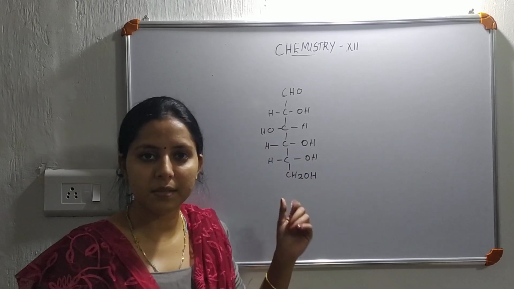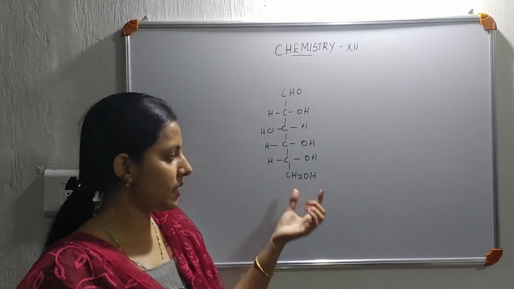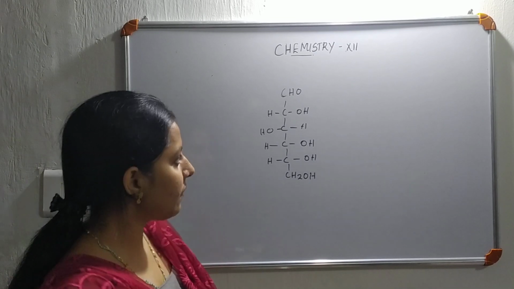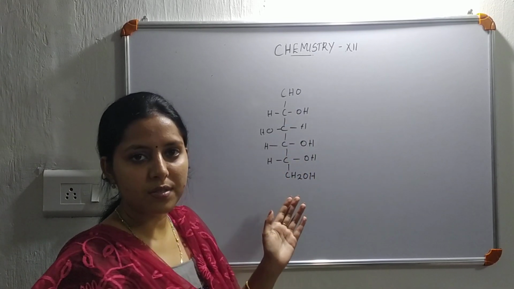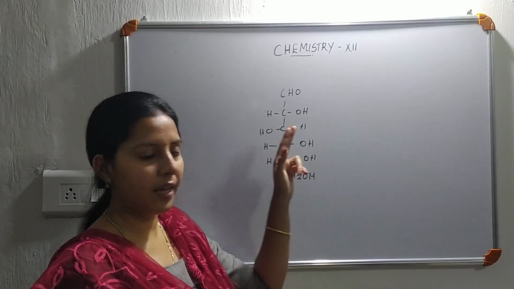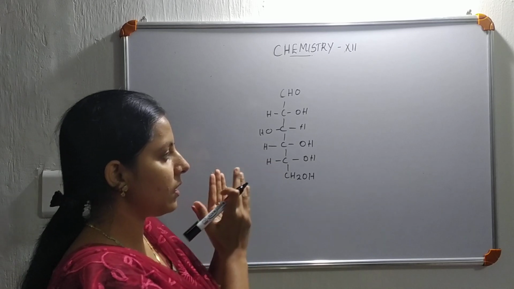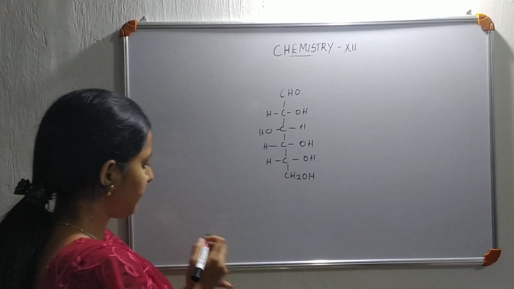There are 6 carbon atoms in a straight chain. There is an aldehyde group, 5 OH groups, and a primary alcohol group. So this is the structure of glucose. And here we can see that some hydroxyl groups point towards the right side and one points towards the left side. Such a structure of glucose was explained by Fischer.